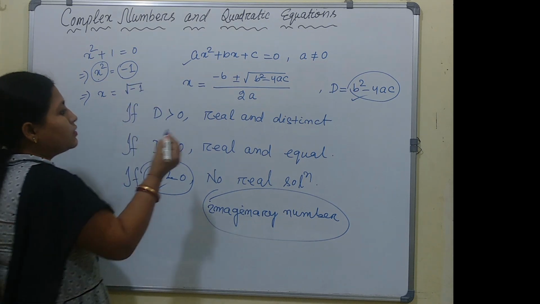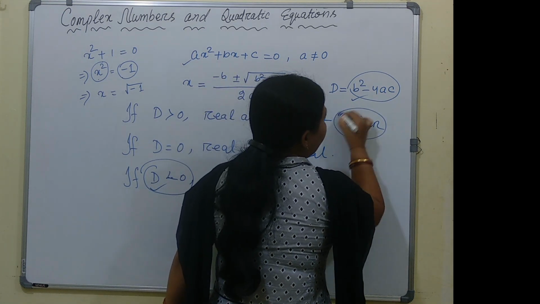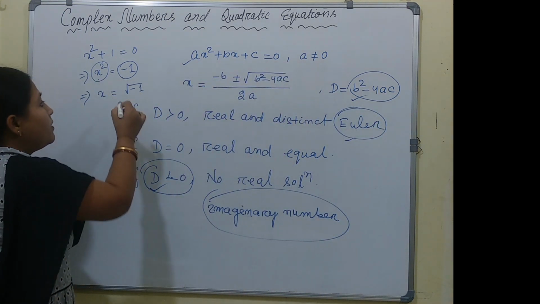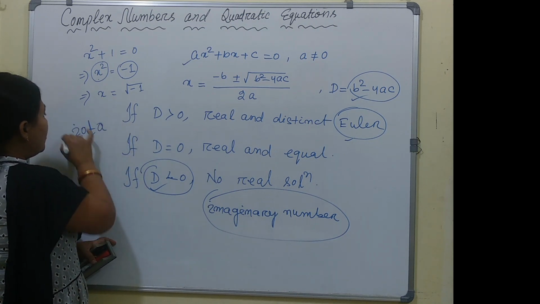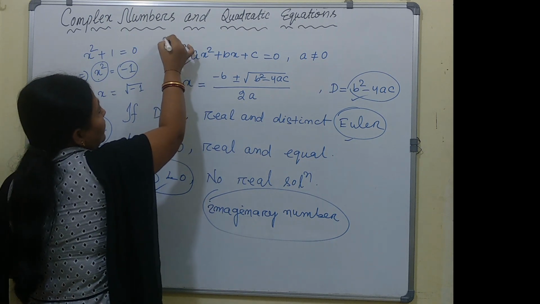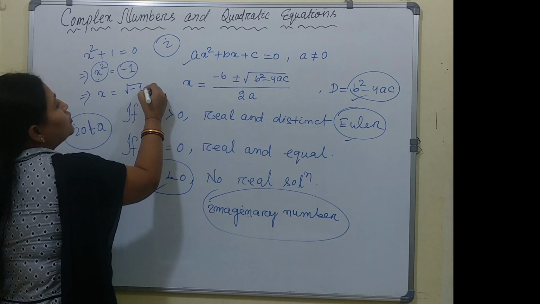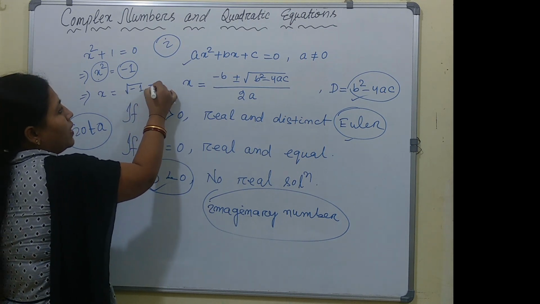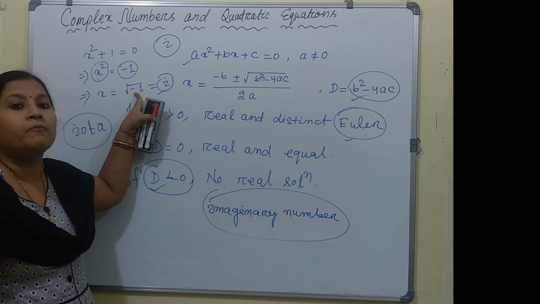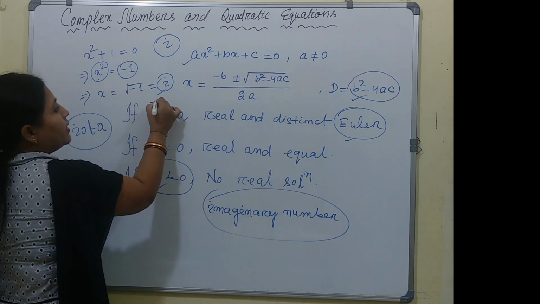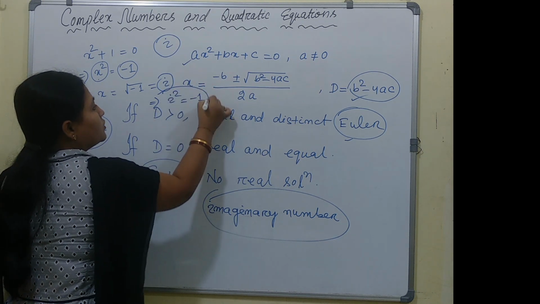So the scientist Euler introduced the imaginary number, that is, iota. Or simply we can write i, meaning i is equal to the square root of −1. This value is called i, the square root of −1. And we get i² = −1.